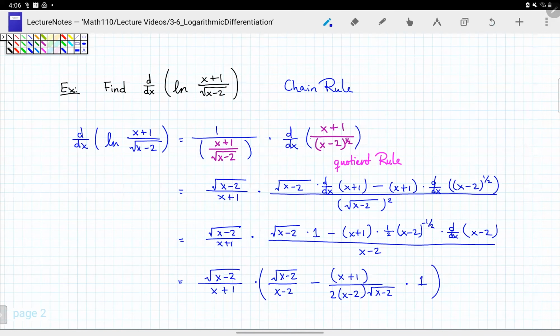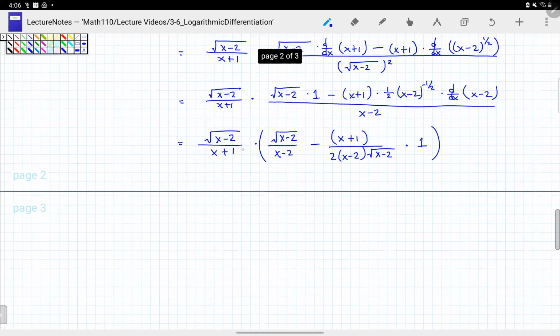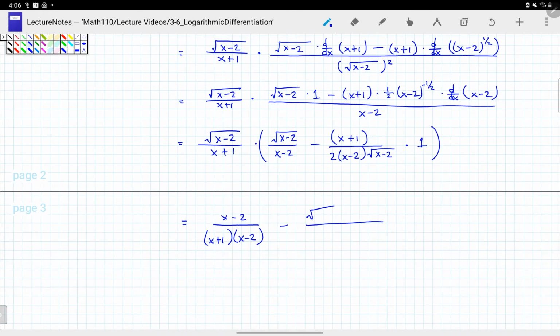All right, there's a little bit of simplifying that I can do here. I can multiply this through. So square root of x minus 2 times the square root of x minus 2 is x minus 2, divided by, we have x plus 1 times x minus 2, minus, I have square root of x minus 2 times x plus 1 over 2 times x minus 2 times the square root of x minus 2.